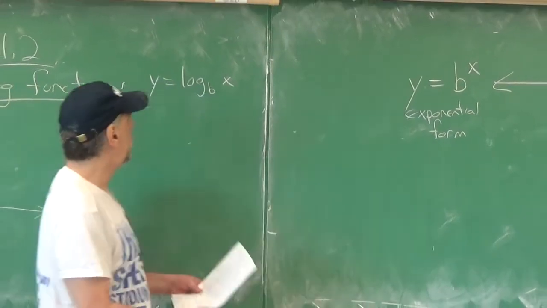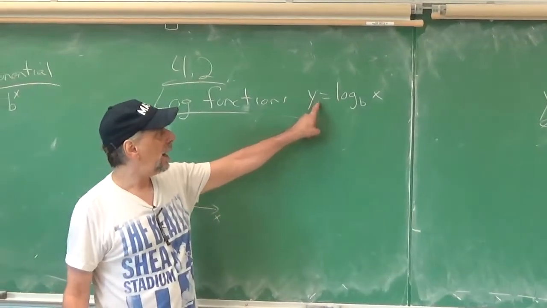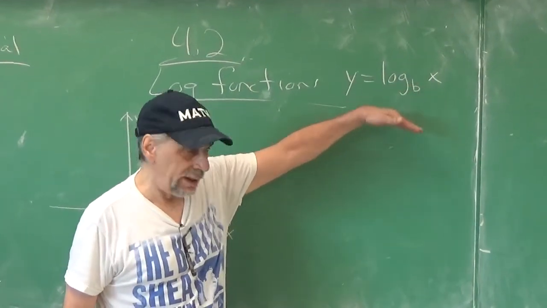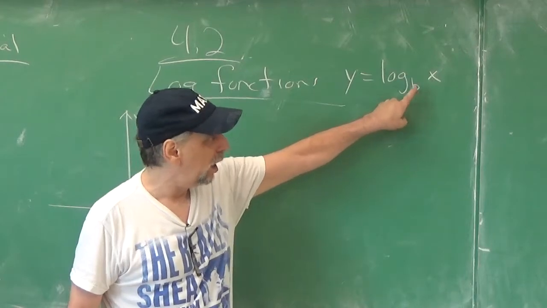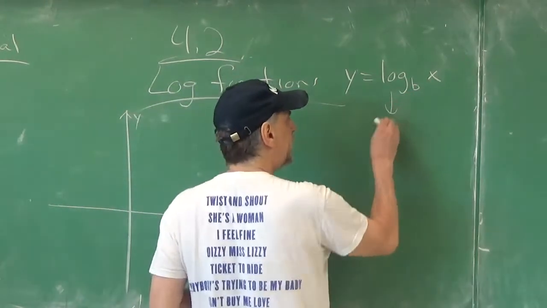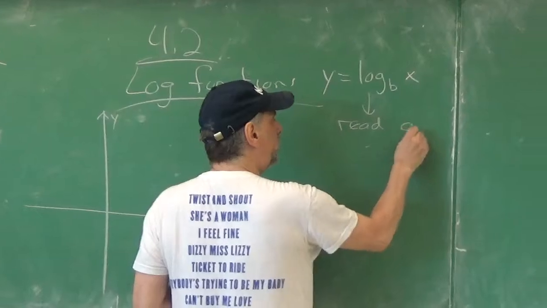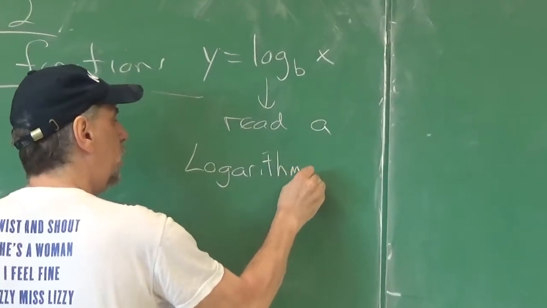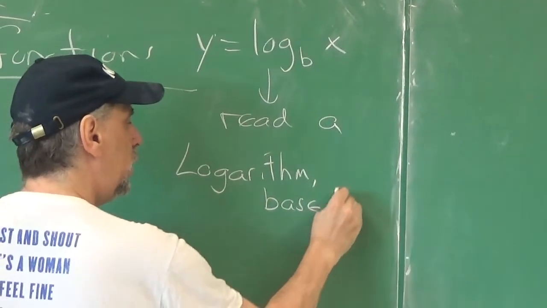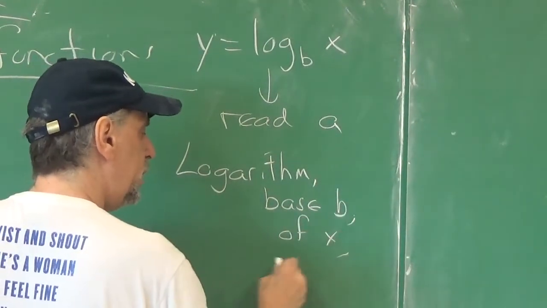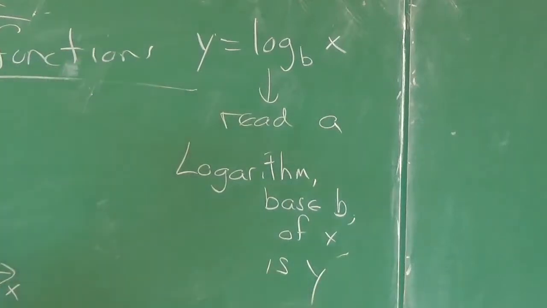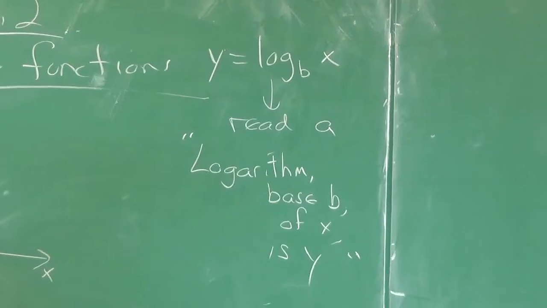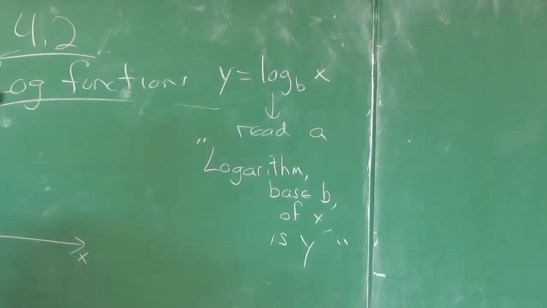So when we talk about this, this is read as y equals the logarithm base b, that's why it's written as a subscript, base b of x. So you read this as logarithm base b of x is y. Okay, so that's how you want to read that. Logarithm base b of x is y.